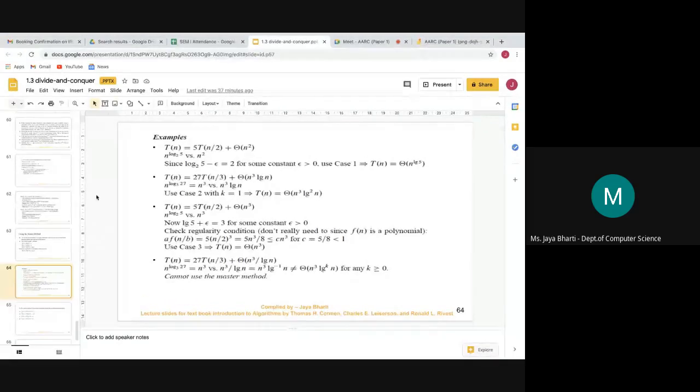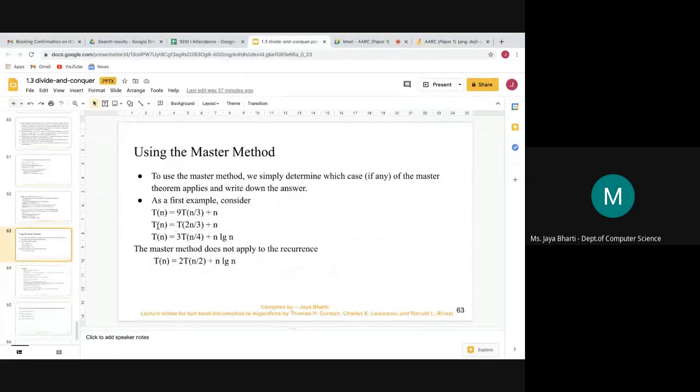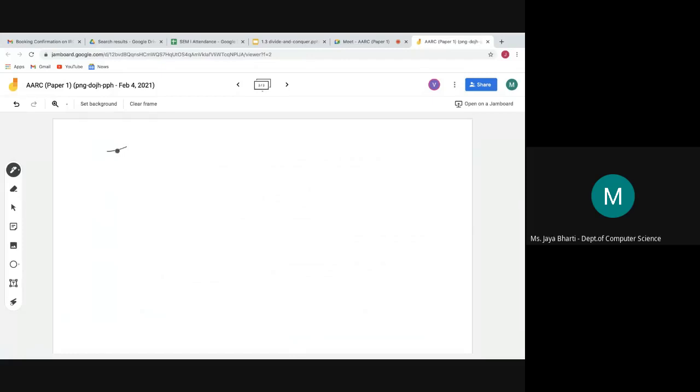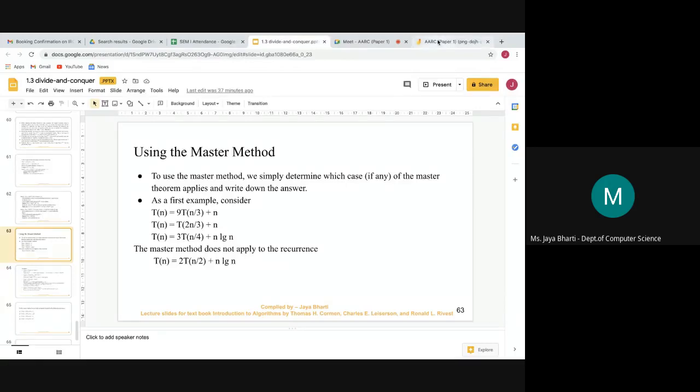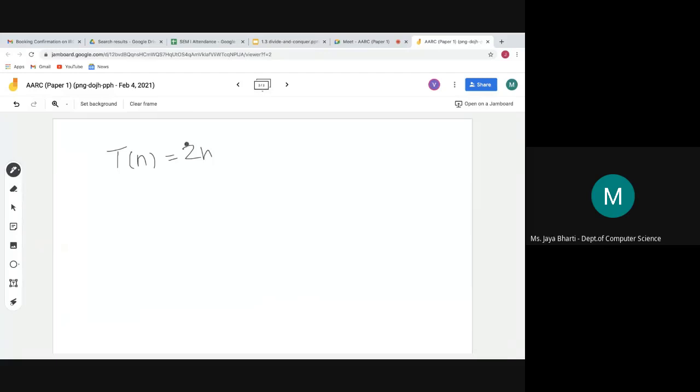So the next example is this: T of n is equal to 2T of n divided by 3, 2T होगा ना, T of 2n divided by 3 plus n.